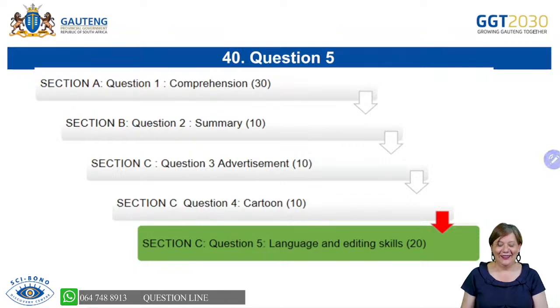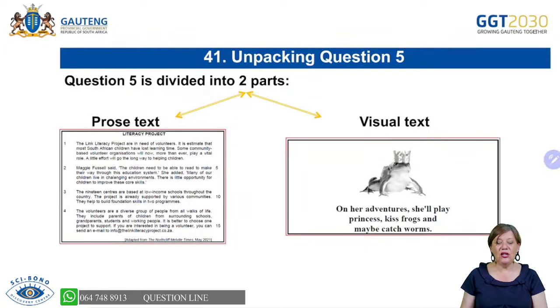Right. Can you see how quickly you're moving? Remember, this is still part of section C. So we still have 40 minutes. We have to complete the advertisement, cartoon, and the language in our 40 minutes. So let's look at question 5 quickly. This part is divided in 2 parts. You're going to have a text and you're going to have a visual text.